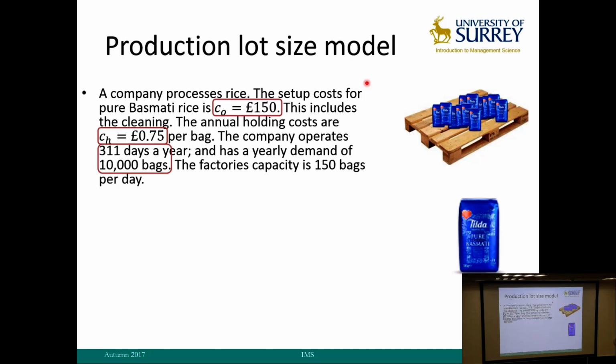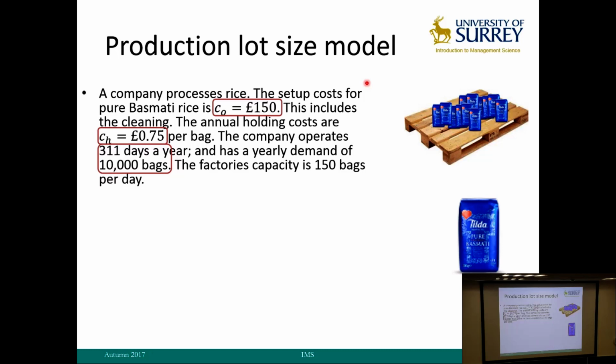Now you are trying to process your rice. It's not just ordering and selling out. You are processing. So you have your production line and you know that the setup cost for your production line is 150. Setup cost is basically interchangeable with our ordering cost. Ordering cost is for ordering from outside suppliers, and setup cost is for our own production lines. So that's basically the same.